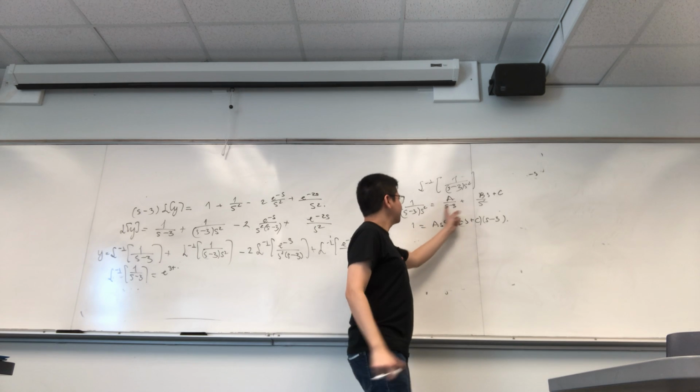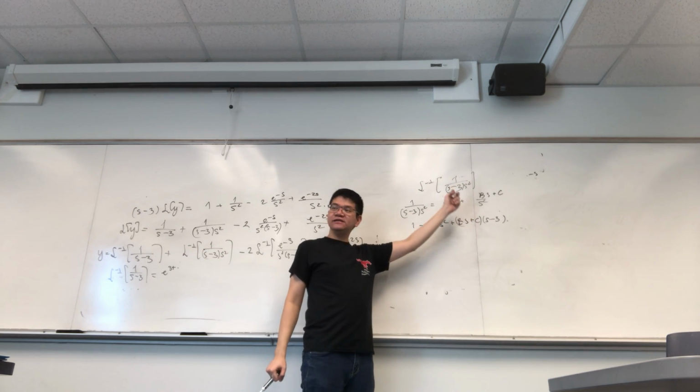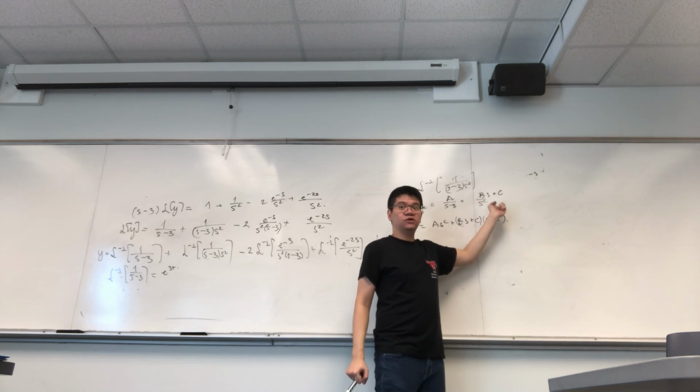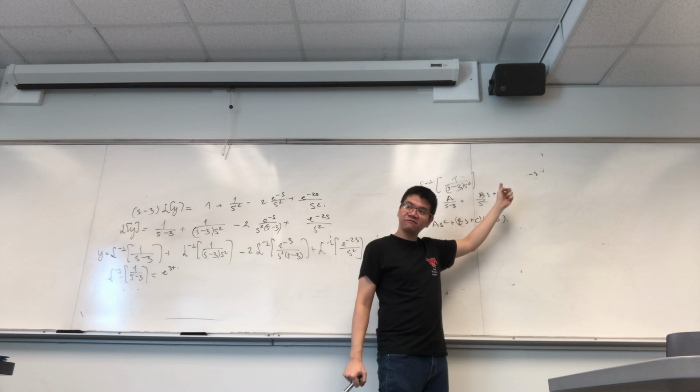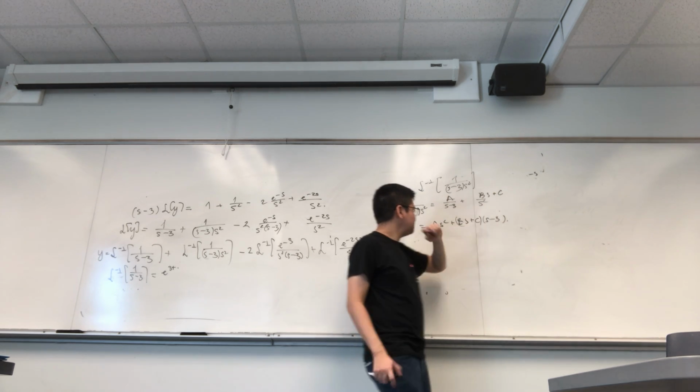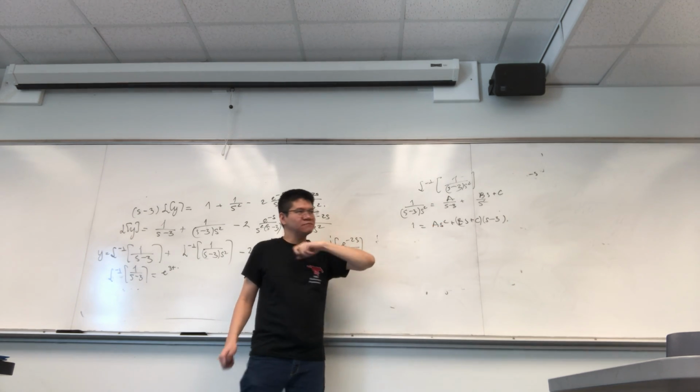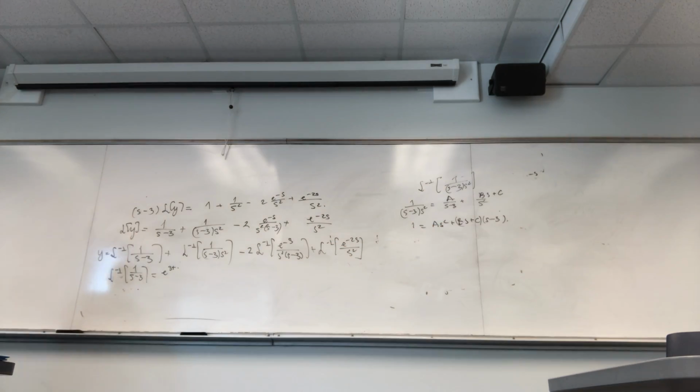I'll explain again. Because this is of order 1, a is of order 0. This is reasonable. But here, s squared is of order 2, so on the top I have to have something of order 1. So I have bs plus c over s squared. Right? So now I have 1 equals a s squared plus bs plus c times s minus 3. How do I find a, b and c?